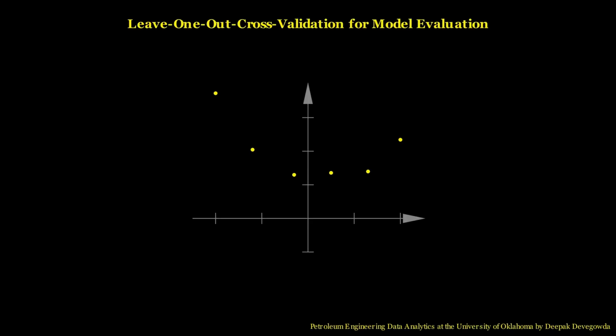In this video, we'll be looking at model evaluation using leave one out cross-validation, and we'll illustrate that with a bivariate dataset and 6 data points. So when we have very few data points, it's going to be challenging for us to separate the data out into a test set and a training set.